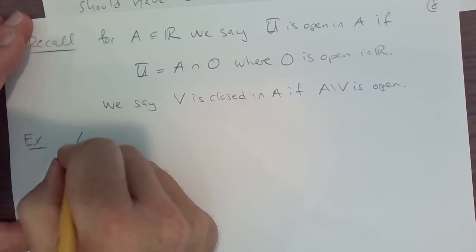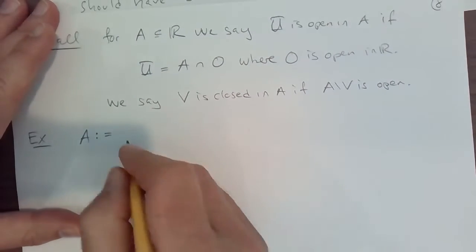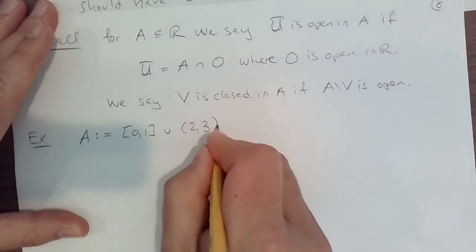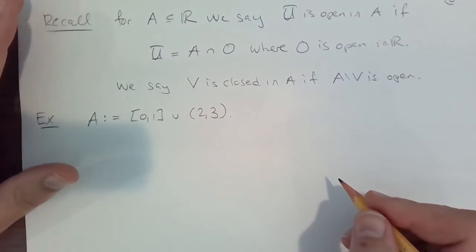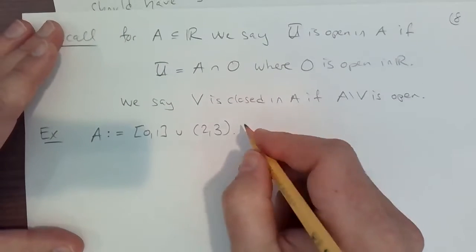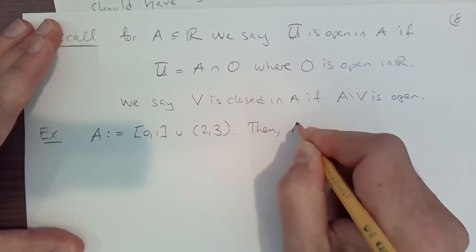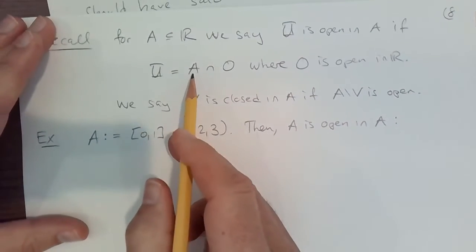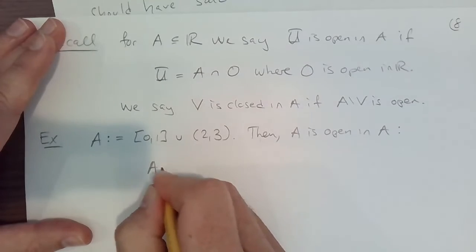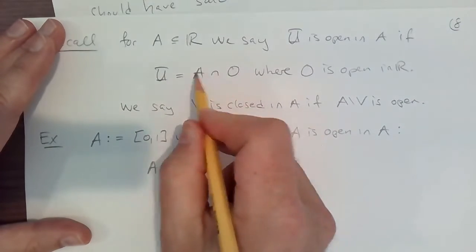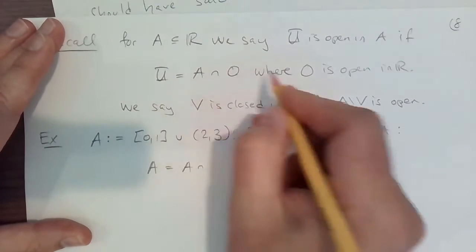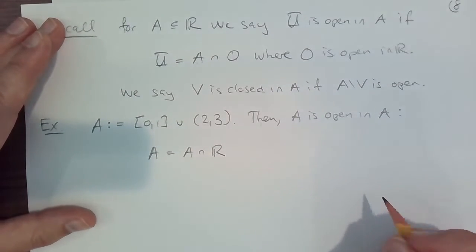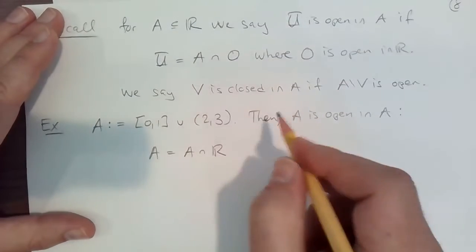If I took A to be like 0 to 1, union 2 to 3, then A is open in A. What does it mean to be open? Well, I want to be able to write A in this form, and I can, because I can just take as my open set R. So that fits the formula. Then A is open.